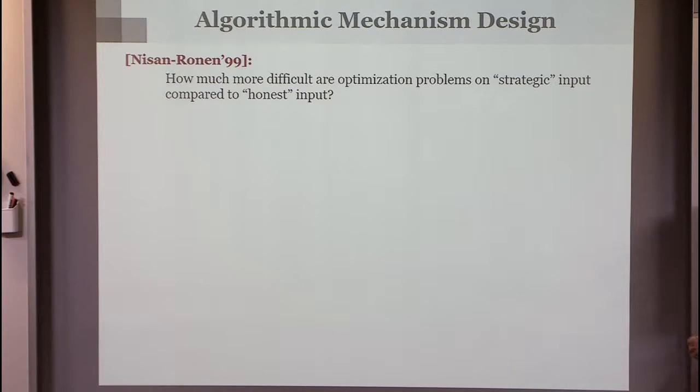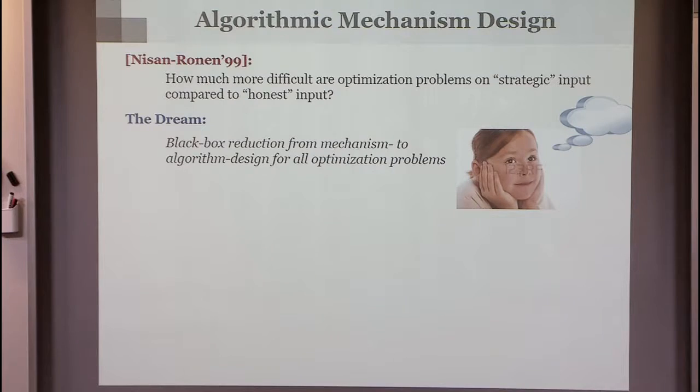And the question that arises, and connects to the previous part of my talk, is how much more difficult is optimizing over strategic inputs compared to over honest inputs? And the dream would be to have a black box reduction from mechanism design to algorithm design for any optimization problem. What do I mean by that?